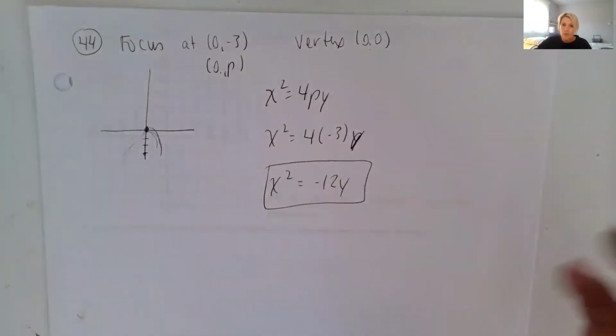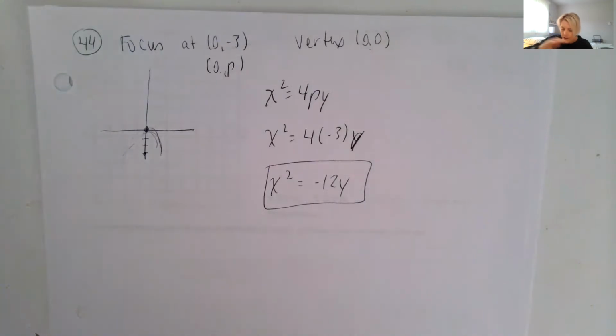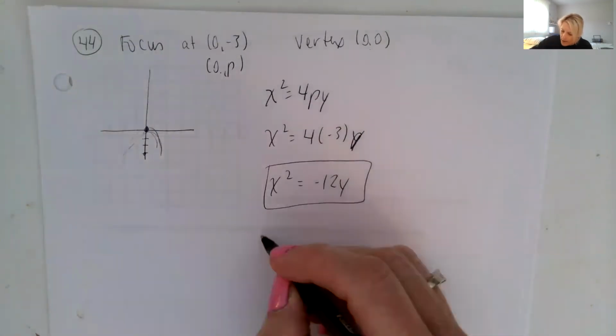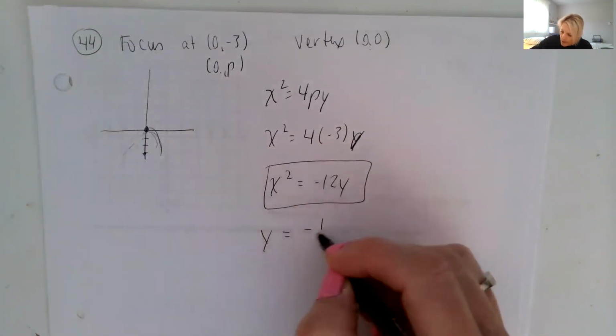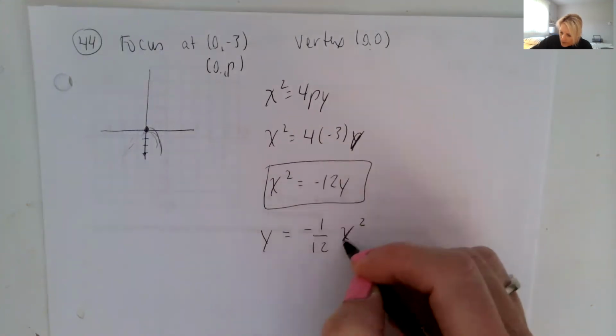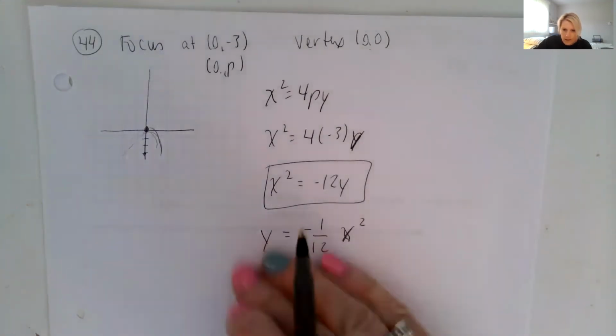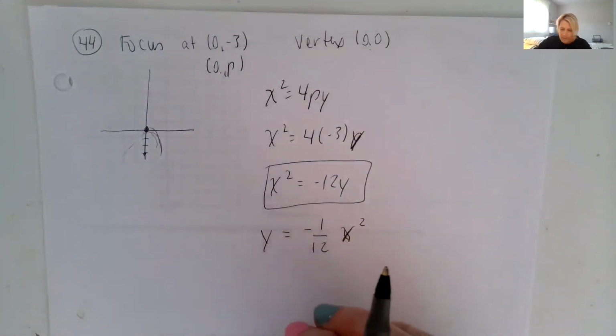And if we wrote this in our form that we used back in the earlier chapter of quadratics, we would actually have it as y equals negative 1/12 x squared, because that's how we looked at it there. We looked at it in the form of solving for y.